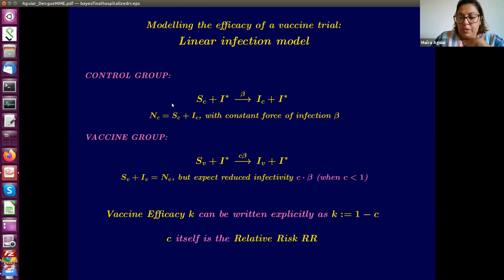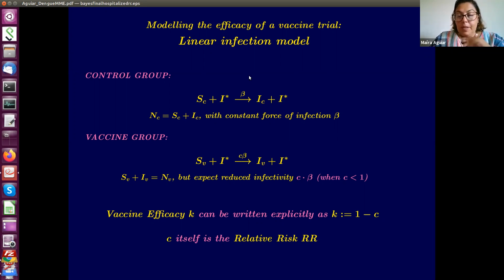Again, constant population size here. And in the vaccine group, you have the vaccinated individuals eventually encountering these infected individuals and becoming infected with an infection rate C beta. And what we want is that the C decreases the value of beta. So we expect that the vaccine is helpful, and those vaccinated individuals would become infected at a lower level than individuals who didn't receive the vaccine, okay? So the vaccine efficacy that we call K can be written explicitly as 1 minus this constant C here, which is itself the relative risk. So 1 minus the relative risk, okay?